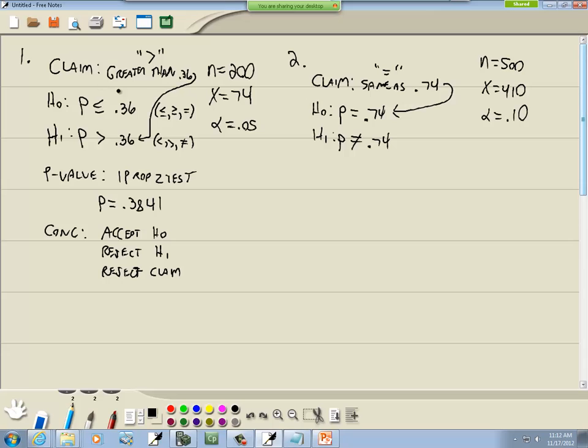Now, I don't like the book's convention of always putting equals here, because if I wrote a claim a little bit differently, I'd say test a claim that the percentage is at least 36%. At least means greater than or equal to. Well, if I don't allow you to put a greater than or equal to here, then it doesn't make any sense, in my view. I'm sure the people that do that have a reason why it makes sense to them.